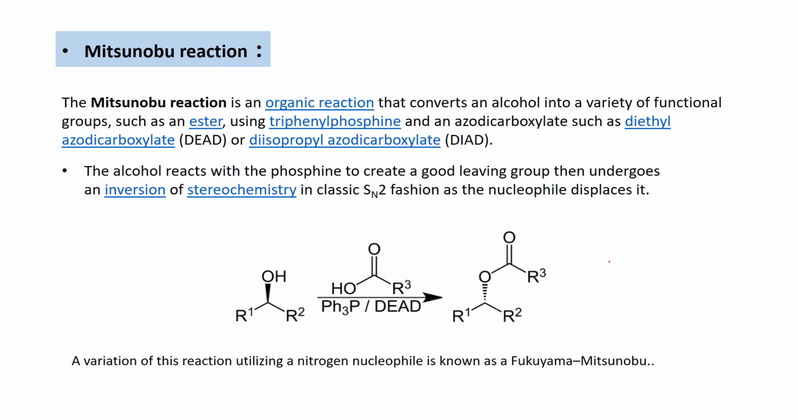This is an organic reaction that converts alcohol into a variety of functional groups such as ester using triphenylphosphine and an azodicarboxylate, that is diethyl azodicarboxylate. The alcohol reacts with the phosphine to create a good leaving group, as in the previous reaction, then undergoes an inversion of stereochemistry in classic SN2 fashion as the nucleophile displaces it. This is similar to the Appel reaction, so it will be easier for you to understand. Instead of CCl4, we are using a different reagent, diethyl azodicarboxylate. A variation of this reaction utilizing a nitrogen nucleophile is known as Fukuyama-Mitsunobu. Instead of this acid, if we use any nitrogen center, an amine or something, this is called Fukuyama-Mitsunobu.